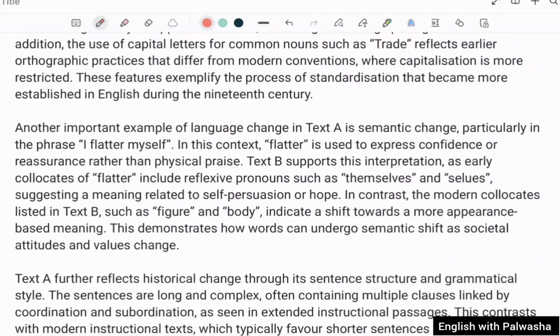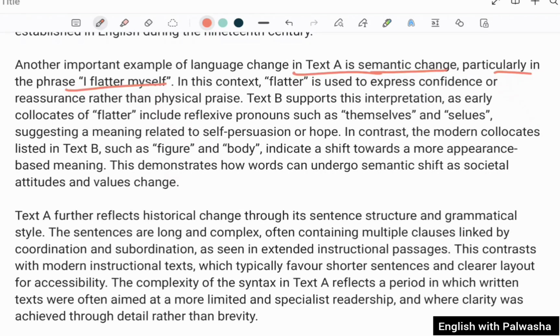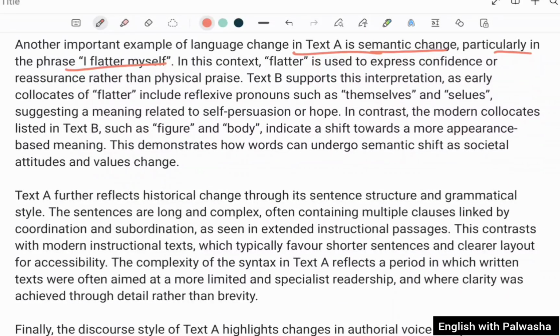See, now you can read out this entire response. I'm scrolling it down. Text A shows semantic change, particularly in the phrase "I flatter myself." See, so you can extract the examples and talk about and comment on them. Text B supports this in prediction as early collocates of flatter.